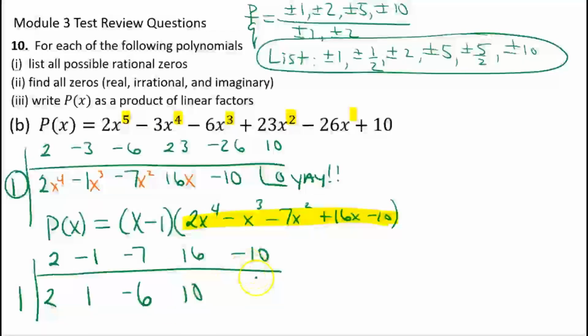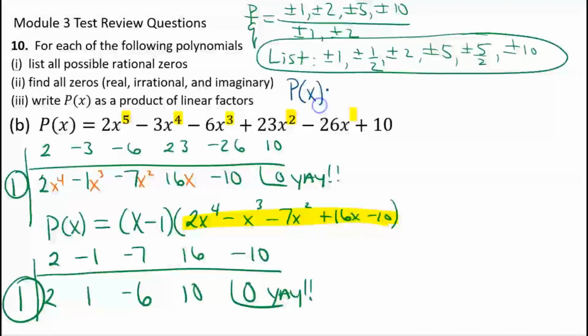1 times 10 is 10 plus negative 10 is 0. Look, we've got another 0, right there. So 1's a 0 again. So I stop and I rewrite. Now I'm going to switch colors so you can follow what I'm doing on this tiny little page. I'm rewriting up here. This is P of X equals.